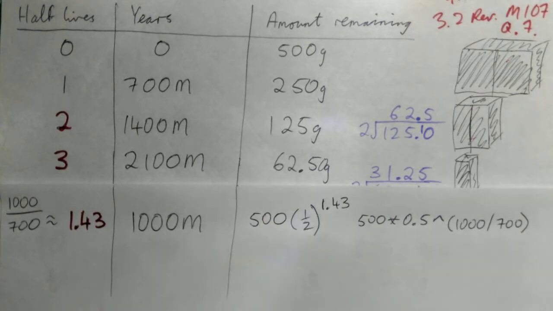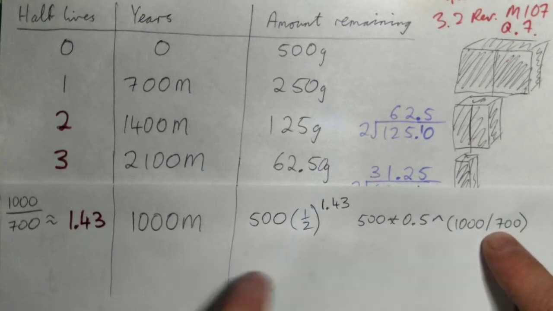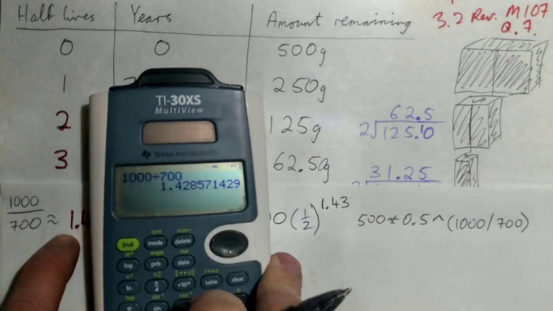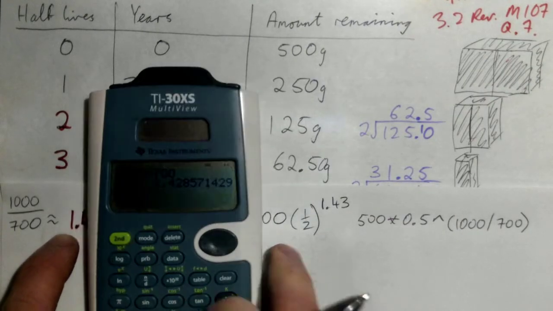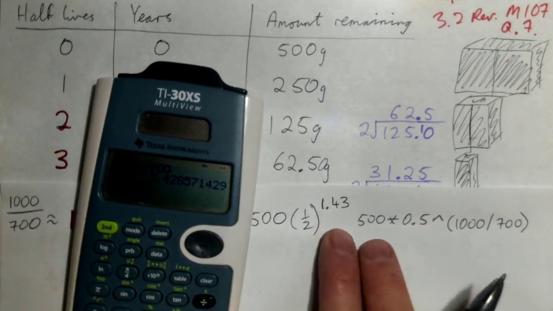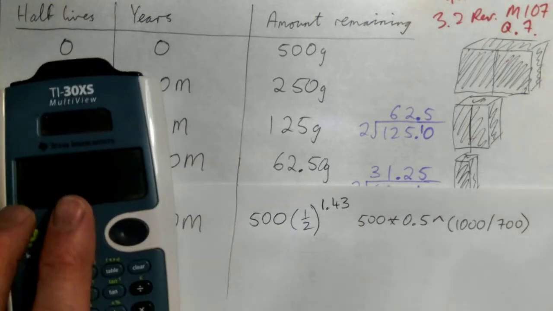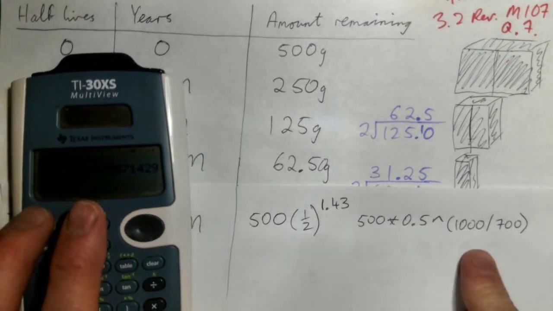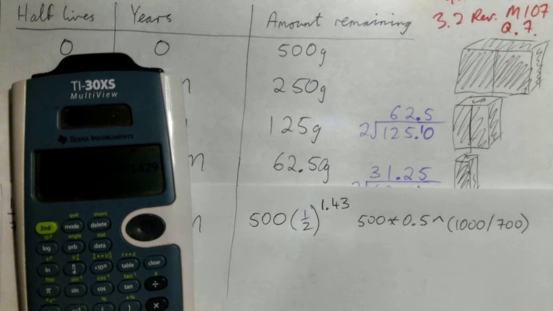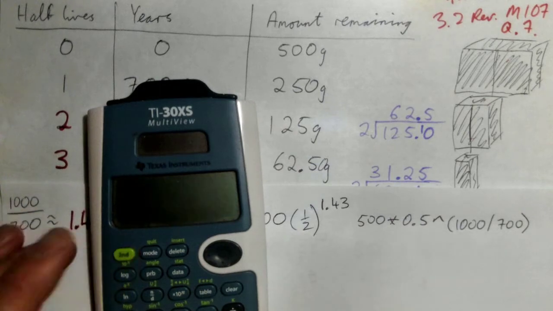So your calculator, which understands PEMDAS, is going to do the parentheses. It'll divide these to get 1.42857, and so on. And then it's going to go power of 0.5 and then times 500. So this is the perfect way to do it. But honestly, you guys, if you just did to the power of 1.43, you would come up with a number that on my quizzes would be correct, okay? Because it's not exact in this case.